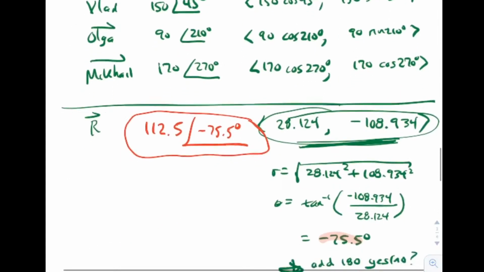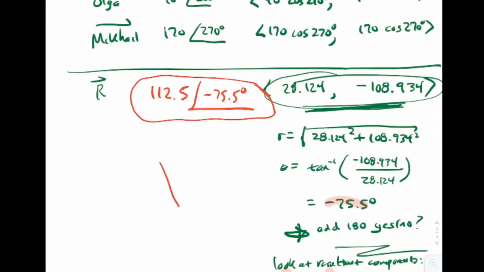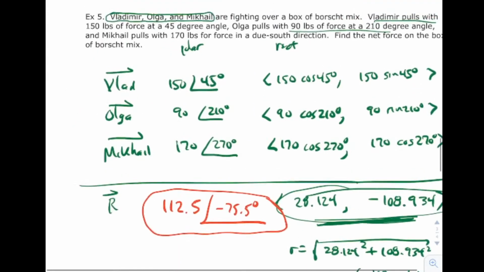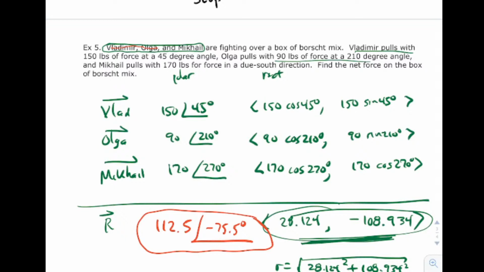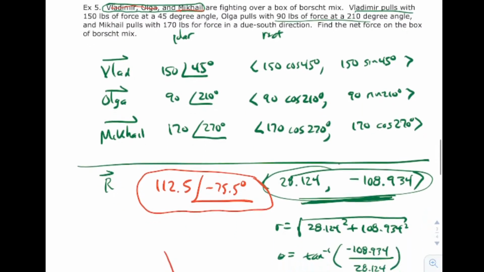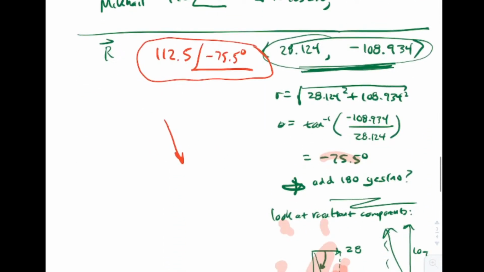And so here's our true force, our net force. Our net force is 112.5 pounds. Now, if you want to have some fun, what I would do is get out a protractor and ruler, and try to draw these all to scale. Draw Vladimir and Olga to scale. Draw Mikhail to scale, and then try to convince yourself that those three really do add up to something like this. Something at that angle, something about that length.